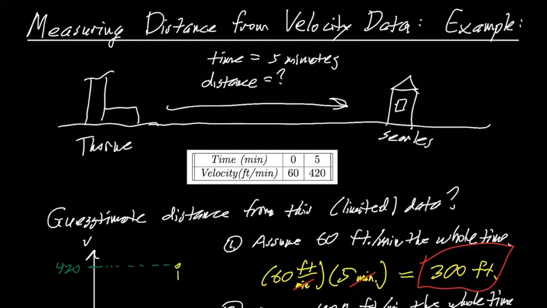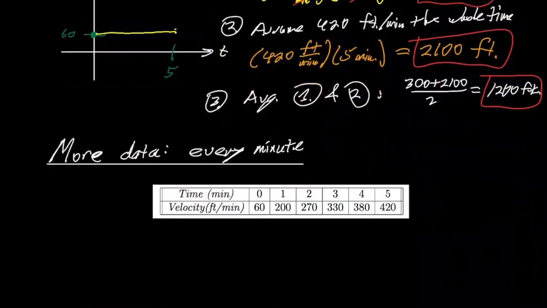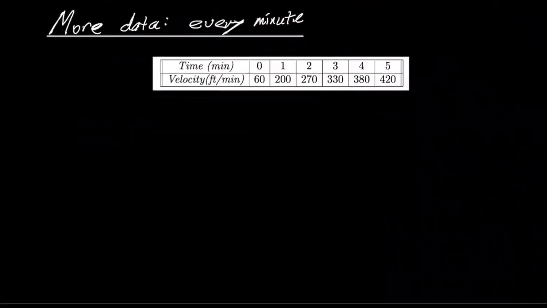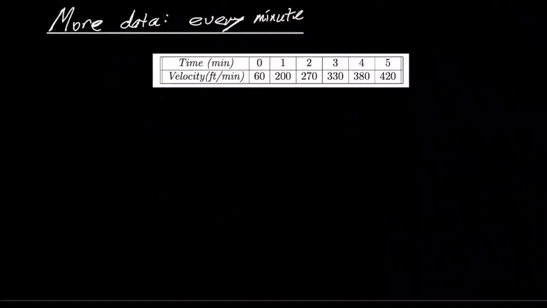Okay, now in this same situation, walking from Thorn to Searles, let's assume that we have some more data. So let's go down here and suppose now that we actually measure the data every minute instead of every second. I mean, instead of just at the beginning and at the end. So how can we... that certainly helps our estimate now.